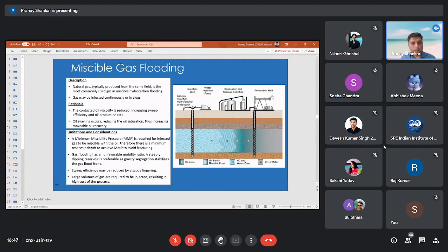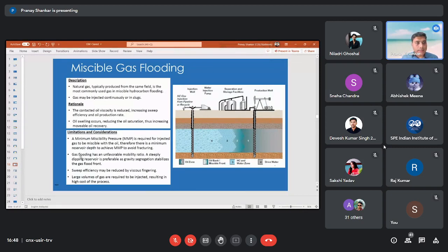Obviously, it has got limitations. So what are the limitations? Number one is, for oil and gas to achieve miscibility, you need a minimum miscibility pressure. This MMP has to be lower than your reservoir pressure. So your reservoir pressure has to be more than MMP. If your reservoir pressure is lower than MMP, then you cannot achieve miscibility.